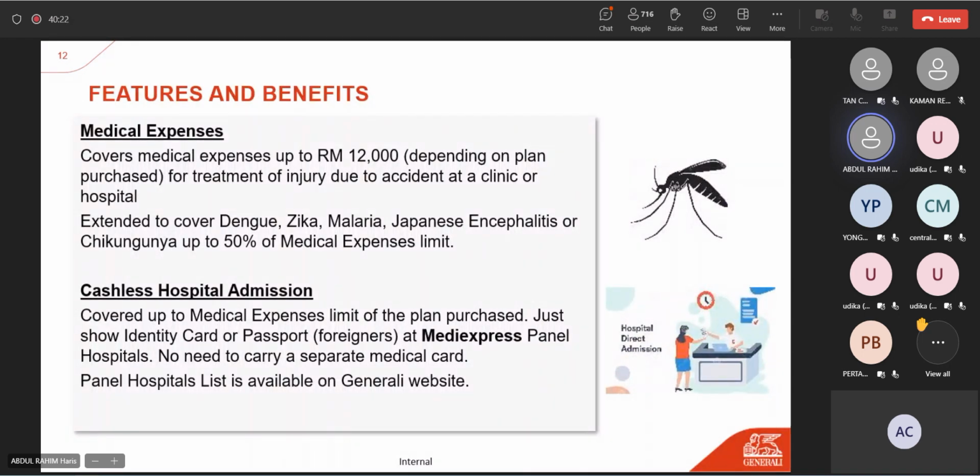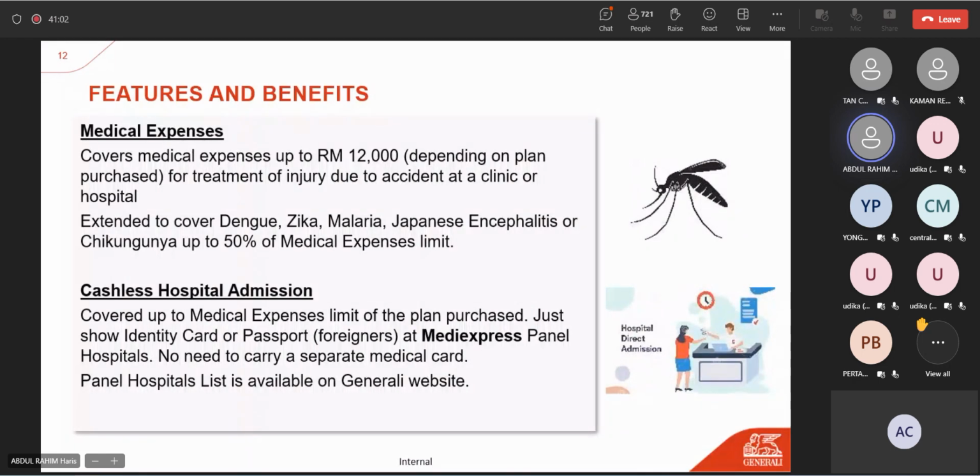Okay, cashless at hospital admission. This allows the insured to get cashless hospital admission at Medi Express panel hospitals. In the event of an accident, if you need to be admitted to the hospital under this policy, you can request cashless hospital admission. All you need to do is show the insured's IC or passport, because this is based on the information provided when we issue the policy.